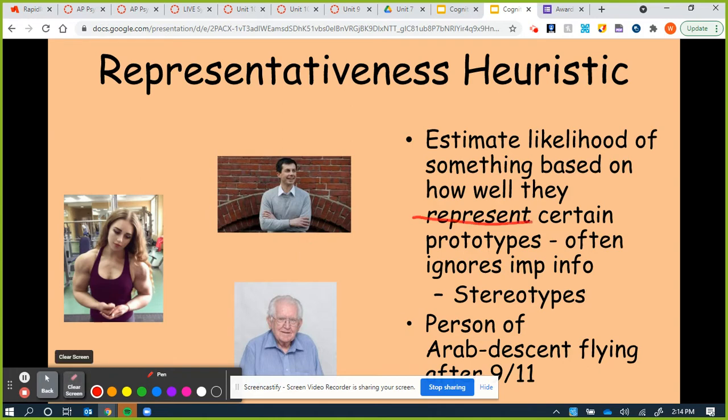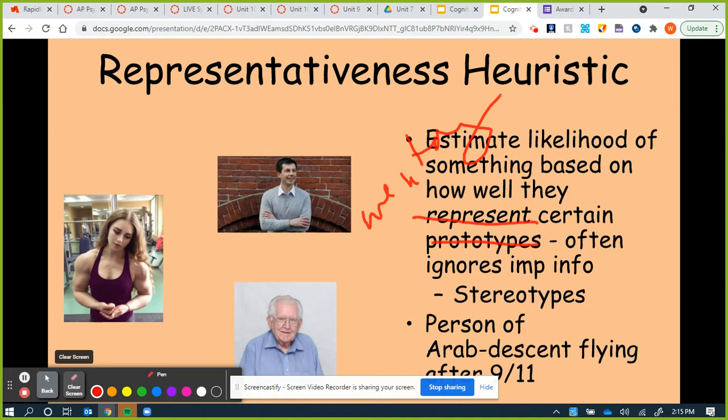How well does something mentally represent the idea of this thing in our head? Stereotypes fit into that. After 9/11, there was a lot of anti-Arab, anti-Muslim violence, particularly at airports, because people saw people of Arab descent, maybe they were wearing a hijab or whatnot, coming onto a plane, and they just automatically thought, oh, this represents a terrorist to me.